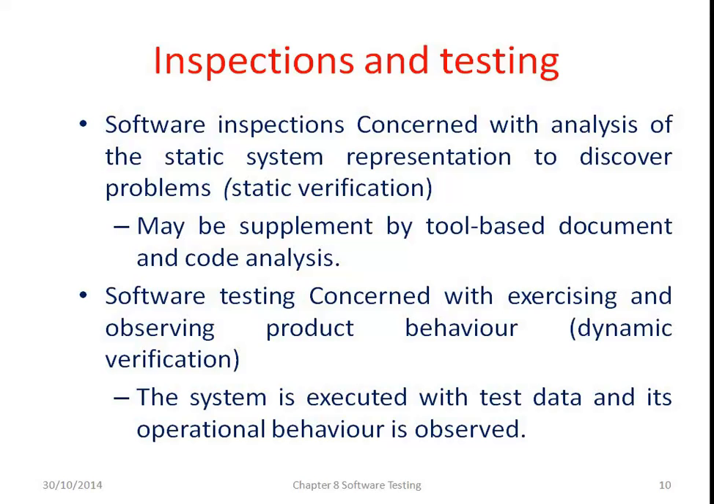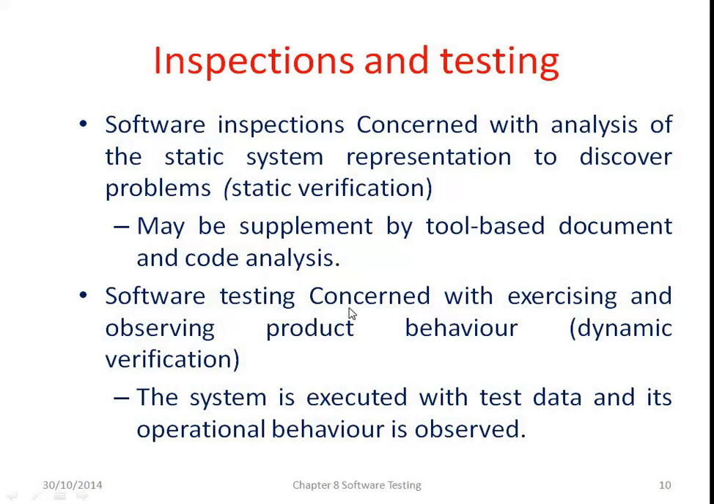What do you mean by these two words, and what is the difference? Software inspection is concerned with the analysis of the static system representation. The main purpose is to discover problems. Finding the problems in that software product is called software inspection, and this is called static verification. You have to verify the program code and find out any mistakes in the programs. It may be supplemented by tool-based document and code analysis.